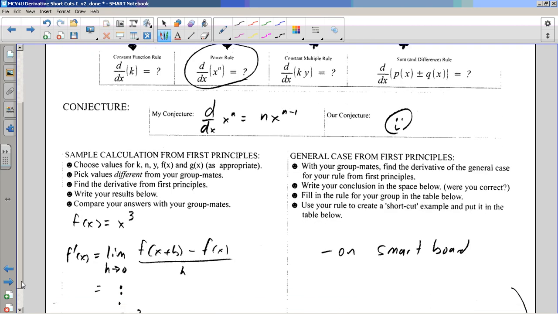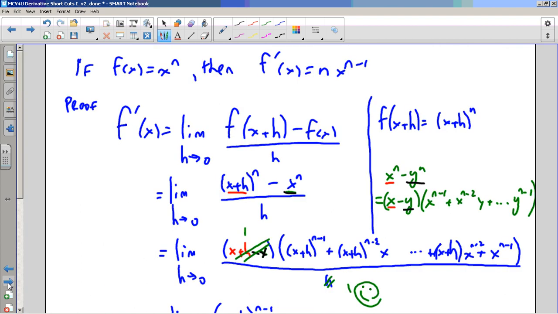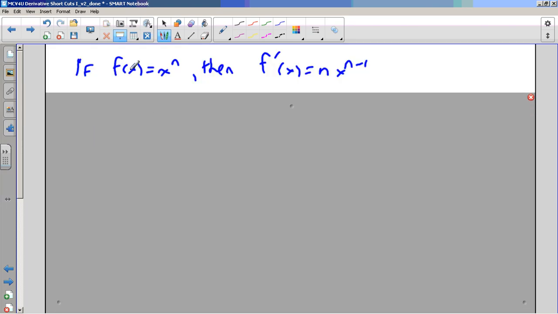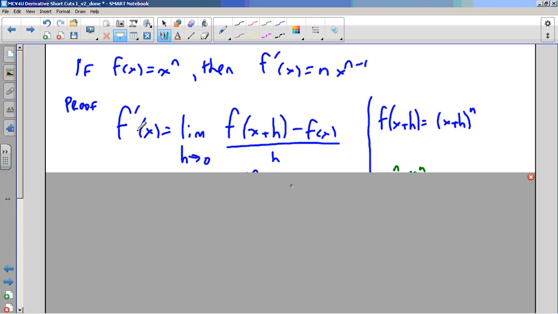I was pretending that I was in a group, and this was my example, and I did that, and I got that. What you're supposed to find is right here. Let me just go through it line by line. We wanted to prove that if f of x equals x to the exponent n, then the derivative is n times x to the exponent n minus 1. So what did we do? Well, we went from first principles, right? The derivative of any function is the limit as h approaches 0 of the difference quotient.